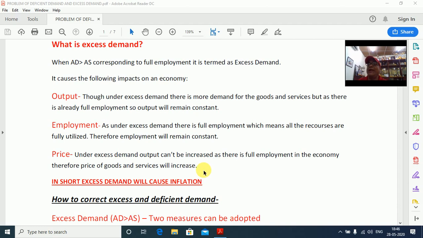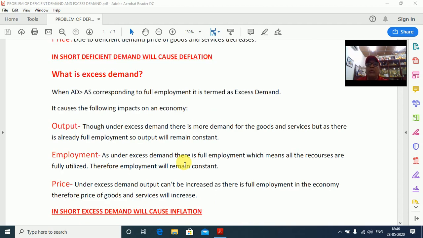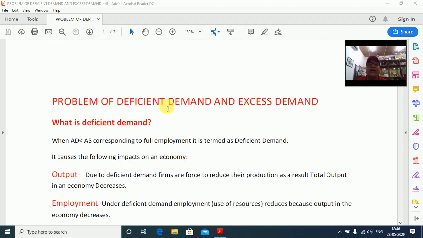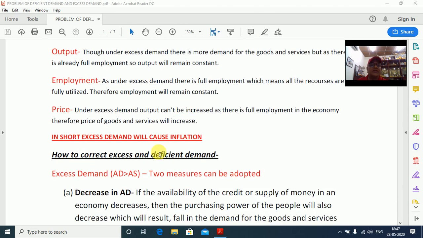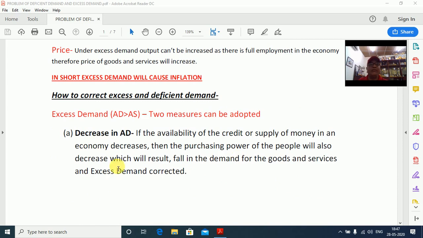And what do you call it? Inflation. And inflation is against the interest of the poor consumer. So both inflation and deflation, excess demand or deficient demand, are causing economic crisis and must be checked. Now the question is how to correct excess and deficient demand. If you look into excess demand, just as I said before, here the demand is more than supply. So how to get equality, how to correct this excess demand?